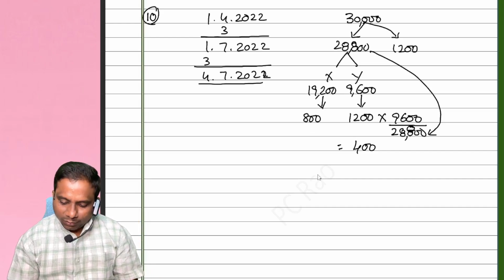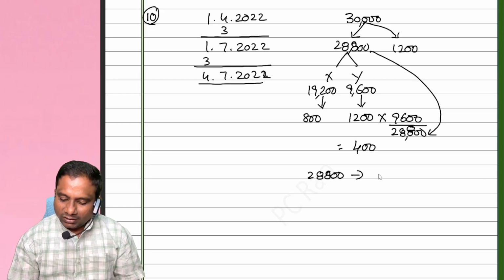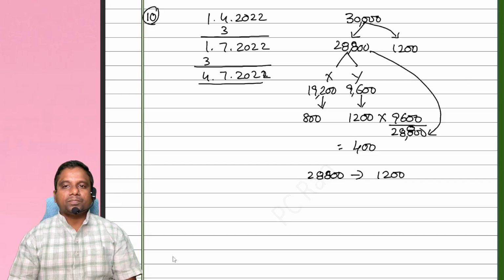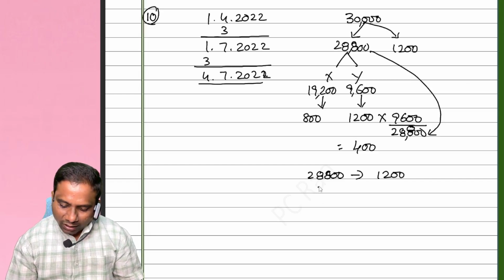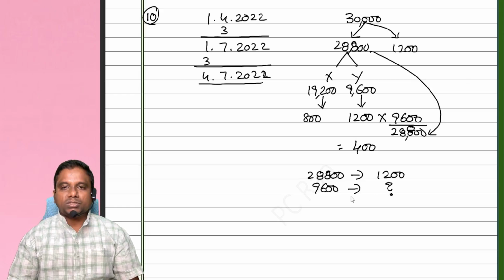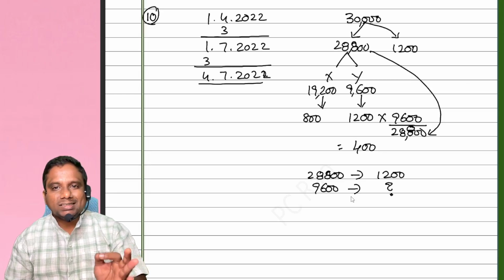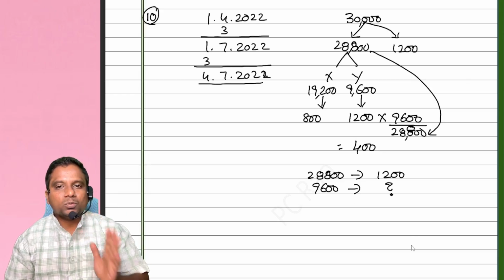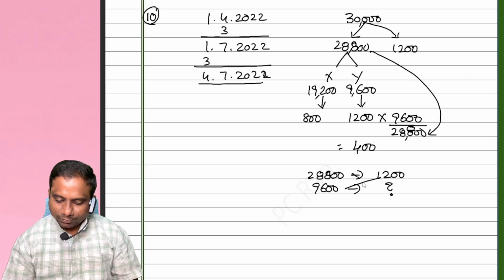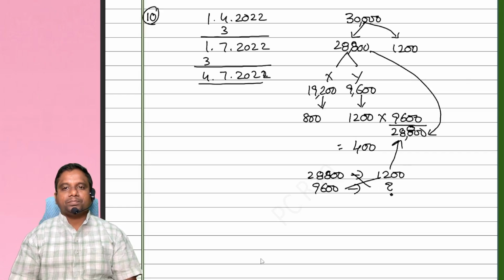Clear? To put it simple, for 28,800, what is the discount amount? 1,200. Then how much amount is used by Y? 9,600 is used by Y. So how much discount? Cross multiplication, you get the same.